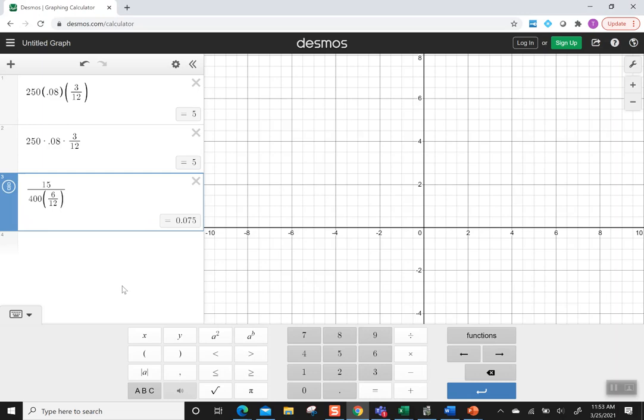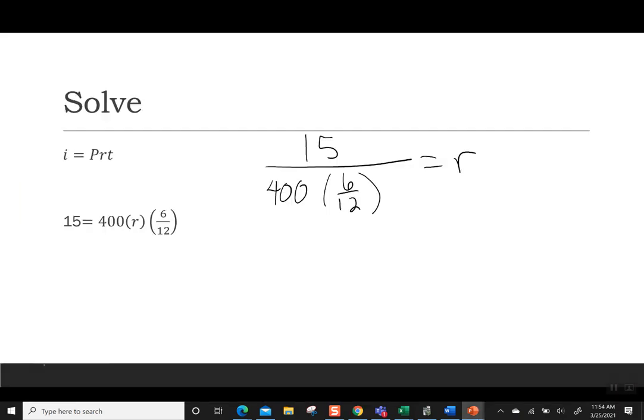I have an answer, which is 0.075, and this is a decimal, so to finish this one off, we're going to say R was equal to 0.075. That's a decimal. If we would like to have it as a percent, we're going to move the decimal place 2 to the right, which gives us 7.5, and then we write the percent. So I hope that's helpful, and that you'll come back and watch more videos on the financial chapter.